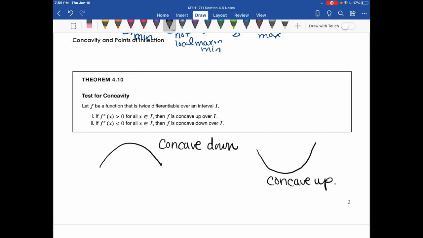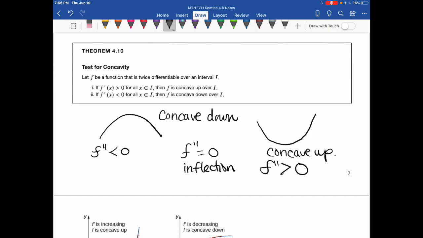Now, the way that we can tell using derivatives whether the function is concave up or concave down on an interval is based on the second derivative. If the second derivative is negative, meaning less than 0, then it's going to be concave down. If the second derivative is positive, then it's going to be concave up. When the second derivative is equal to 0, that's where you're going to have a point of inflection. And that's the point in which a graph turns from concave up to concave down.